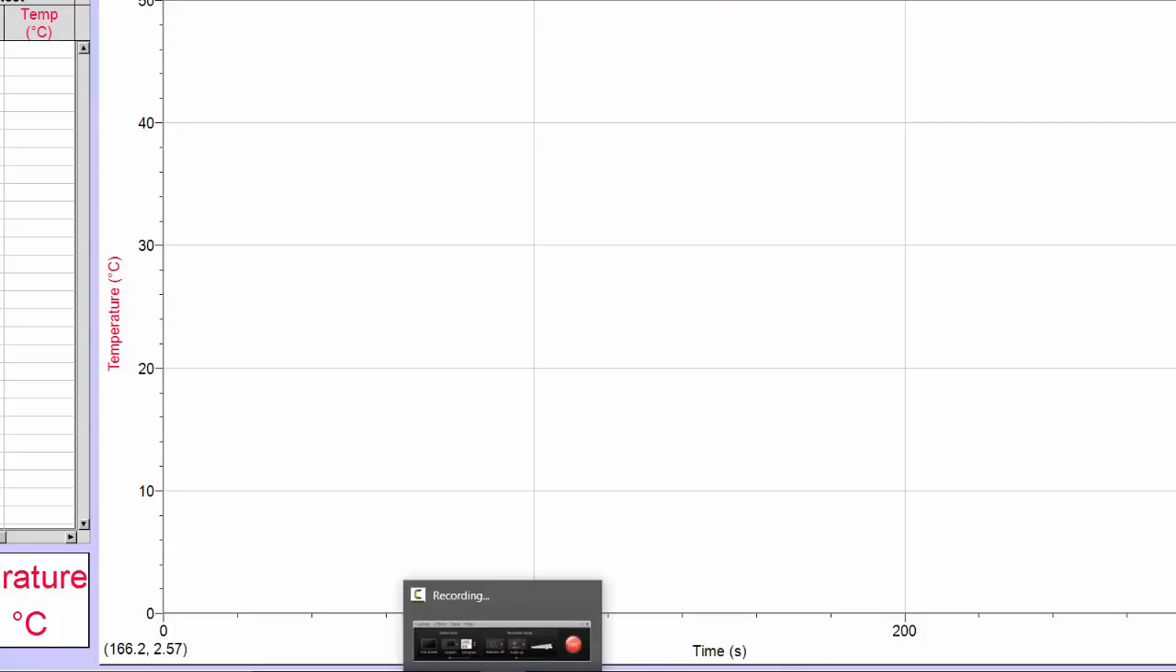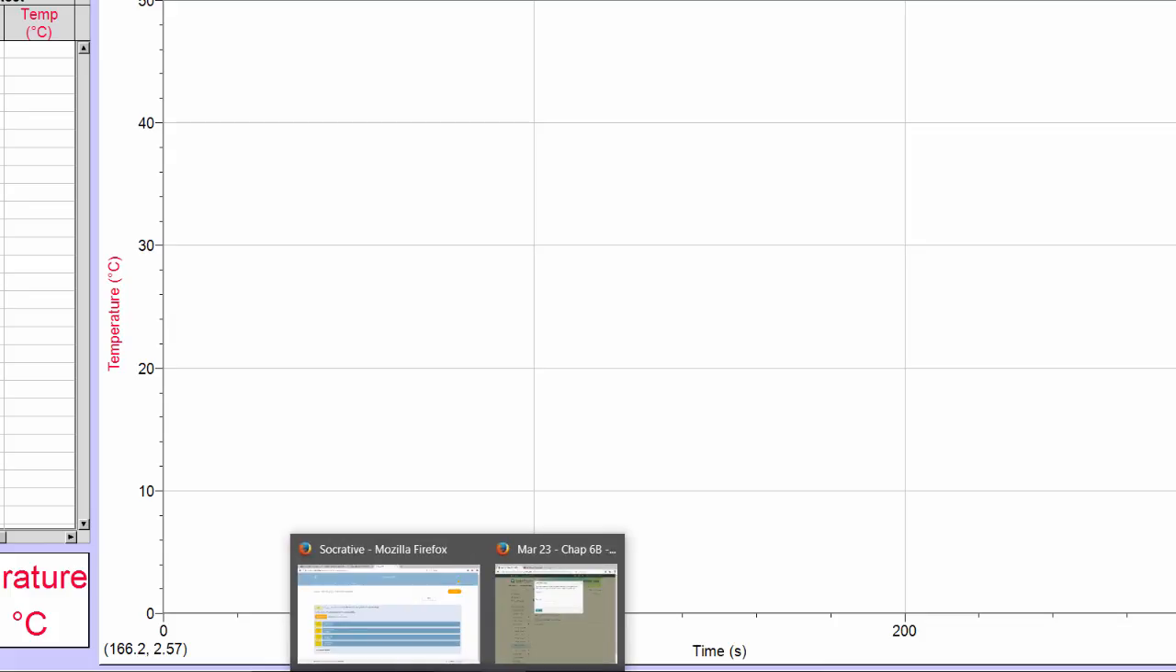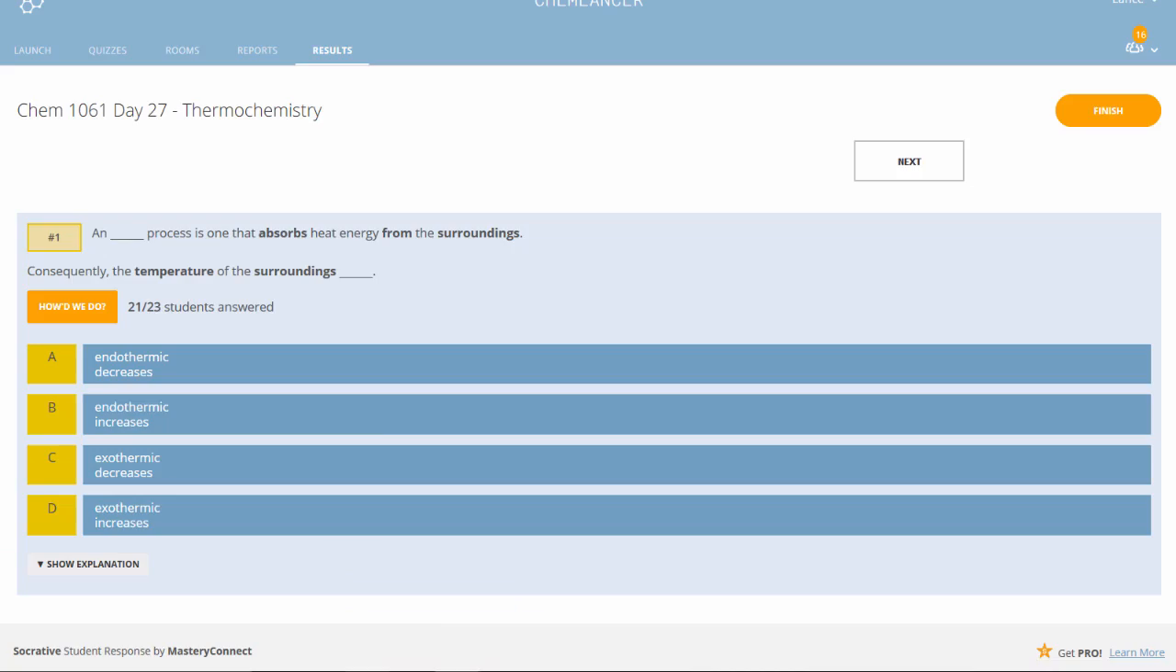Today we have 3 questions on the Socrative app, and the first one has been waiting for you. It reads: a blank process is one that absorbs heat energy from the surroundings. Consequently, the temperature of the surroundings will do what? So we'll check out our answers here. If you want to get your answer in, do so now. Count down. 5, 4, 3, 2, 1.